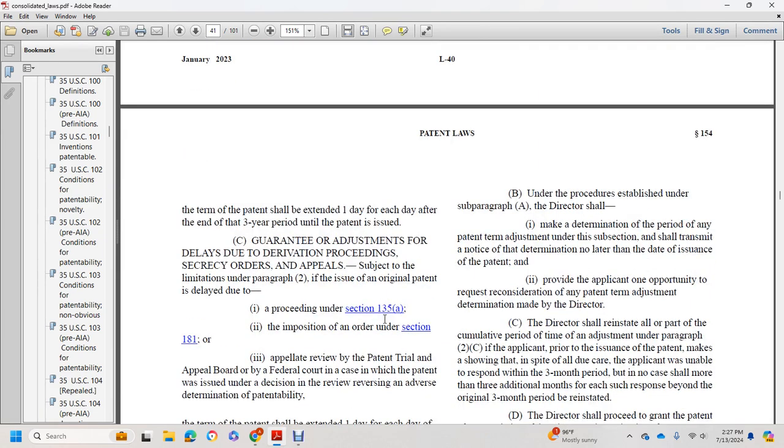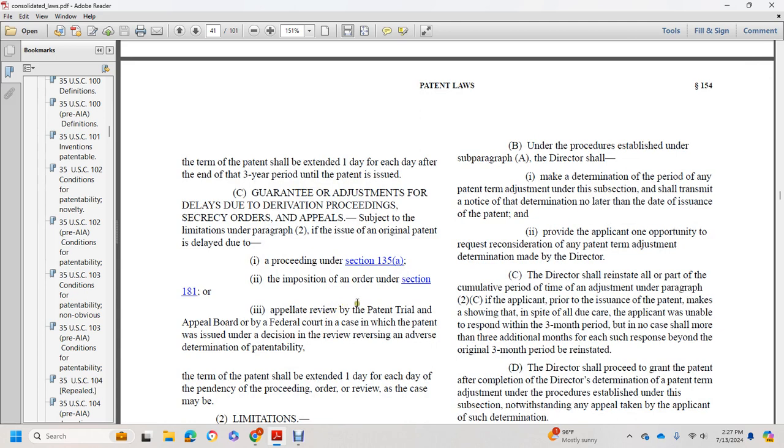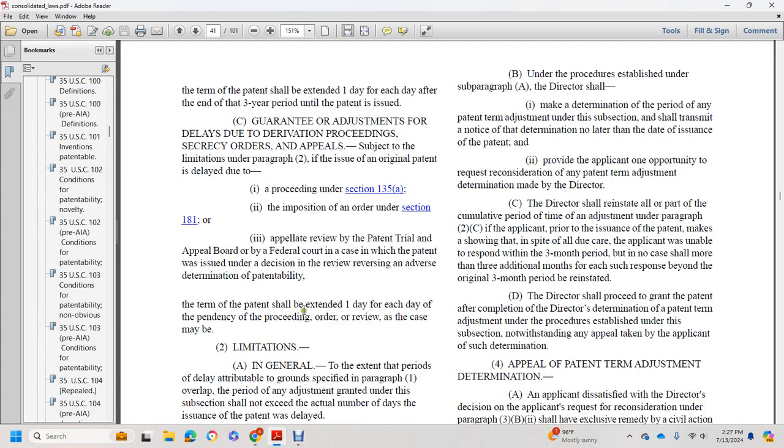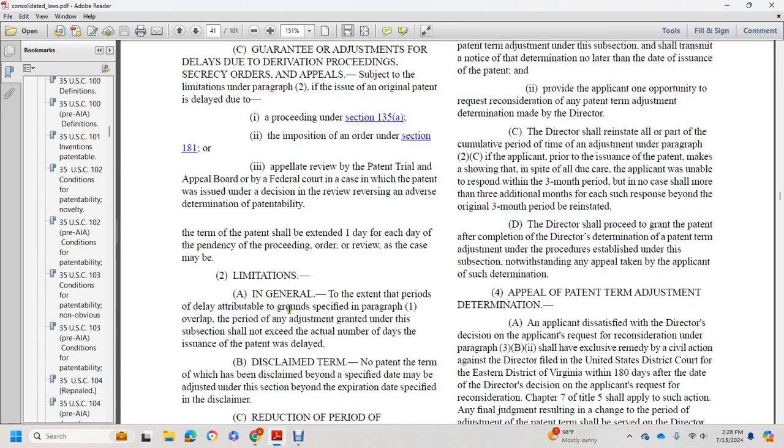Guarantee of adjustment for delay due to derivation proceeding, secrecy order, or appeal. Subject to the limitations in the paragraph, if the issue of the original patent is delayed due to a proceeding under section 135A, an imposition under section 181, or appellate review by the Patent Trial and Appeal Board or the federal court, and the patent is issued pursuant to a decision reviewing and reversing the adverse determination of patentability, the term of the patent shall be extended 1 day for each day of the pendency of the proceeding, order, or review, as the case may be.